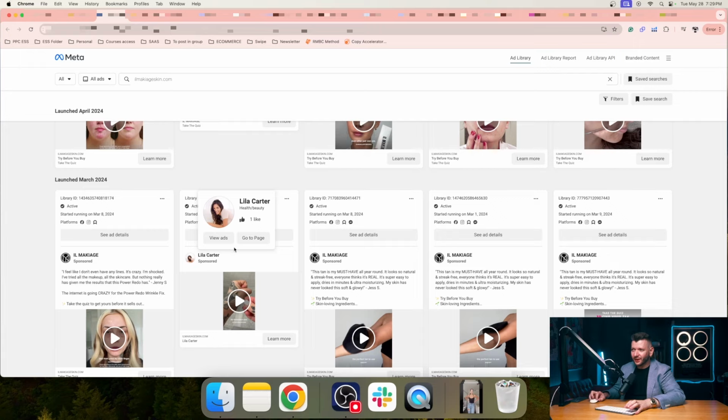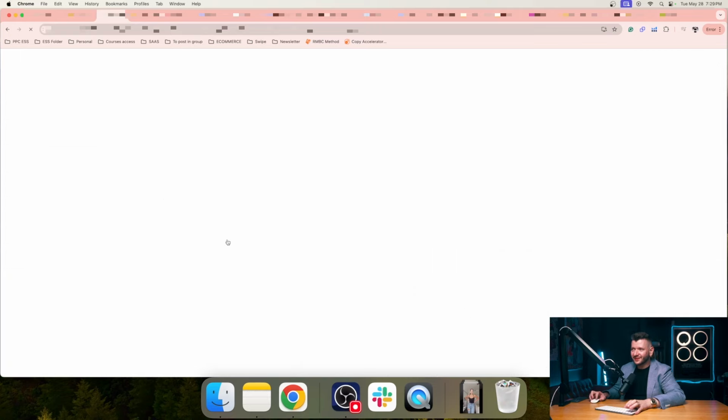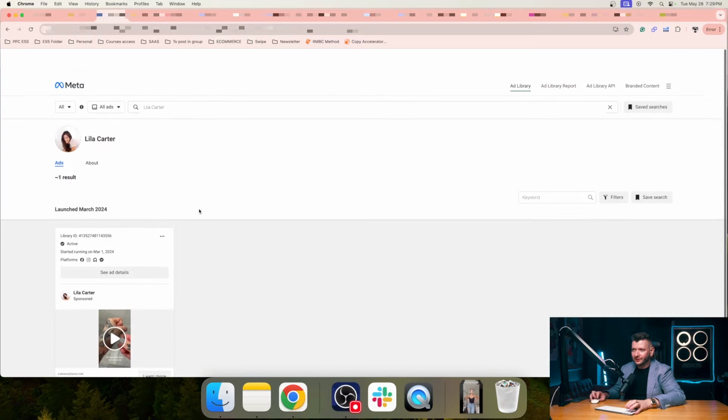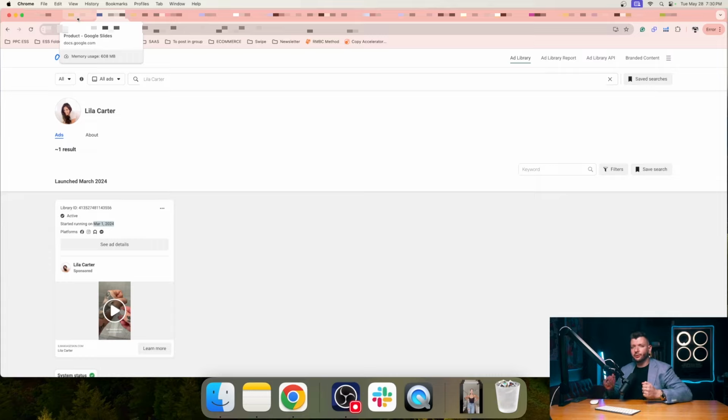As we scroll up here, we find another page that they're advertising from. This page is literally brand new, Lila Carter. So we go and see their ads here. Only one ad, right? So they just created this ad. This is exactly what we do. We have different formats for the ads, but also we are advertising from different pages so that it seems like the product is more popular than it is.